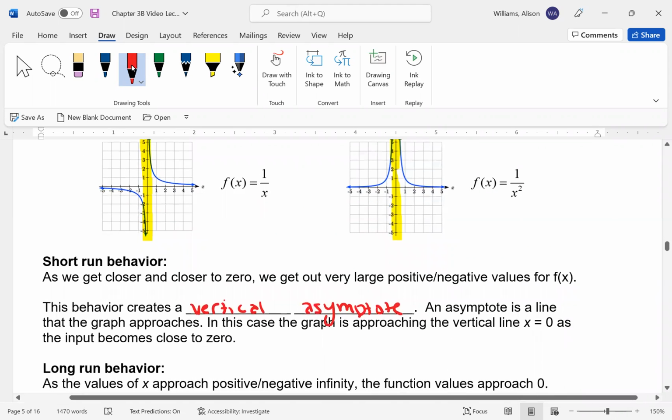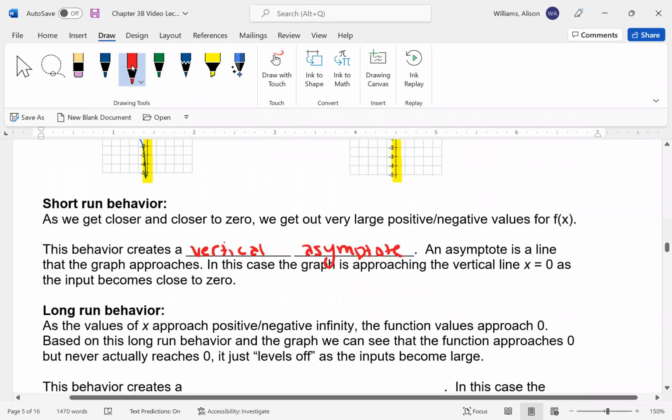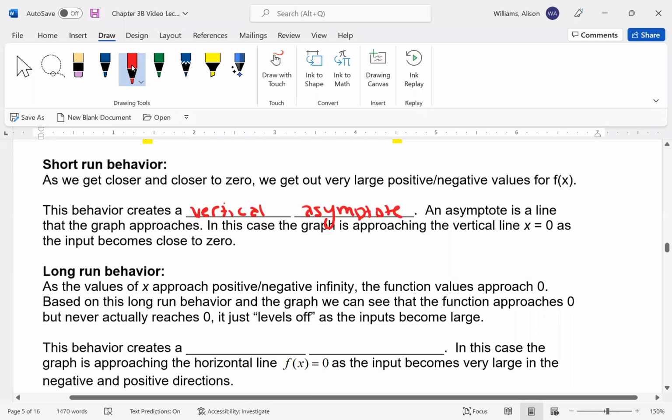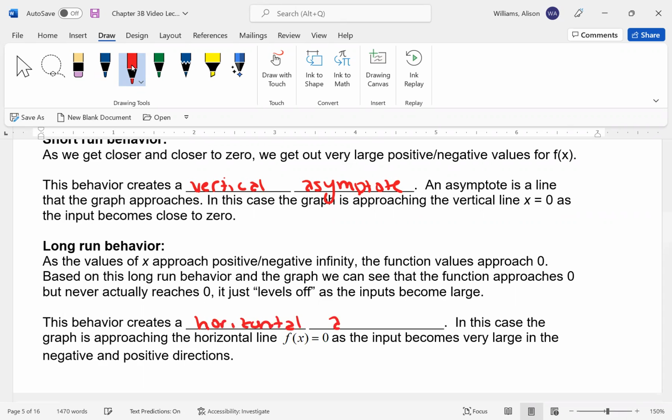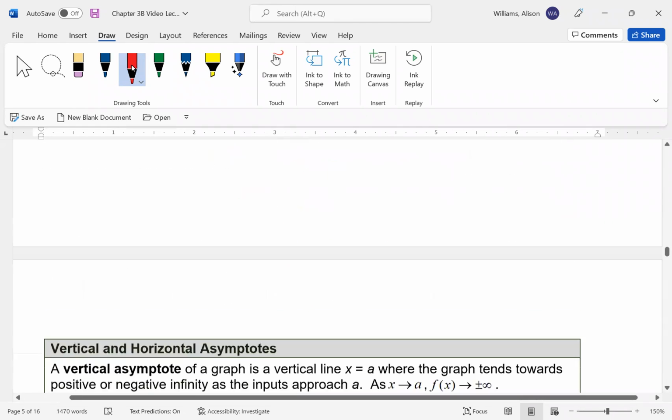Long run behavior is looking at what happens when we put in very large values of x or very small values of x, meaning letting x go to positive and negative infinity. So we see in both cases that they end up getting closer and closer to the x-axis. In other words, the function is approaching 0. So this is what we call a horizontal asymptote. And they sum up that information right down here.